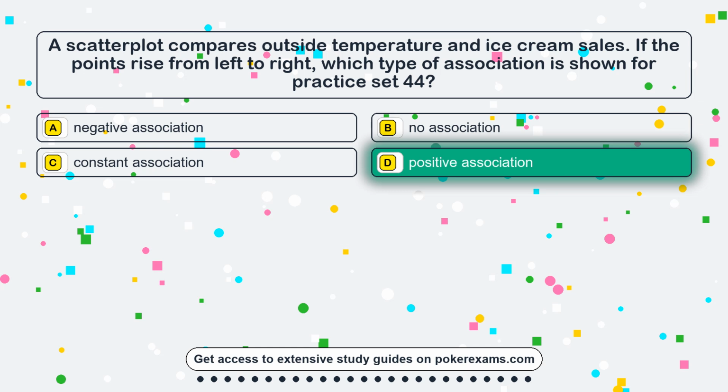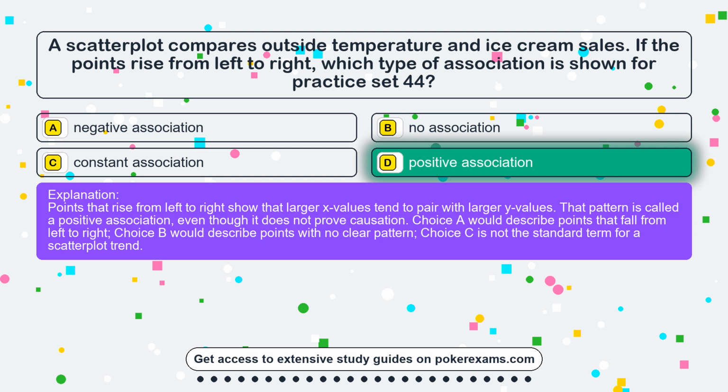The correct answer is option D, positive association. Points that rise from left to right show that larger x-values tend to pair with larger y-values. That pattern is called a positive association, even though it does not prove causation. Choice A would describe points that fall from left to right. Choice B would describe points with no clear pattern. Choice C is not the standard term for a scatter plot trend.